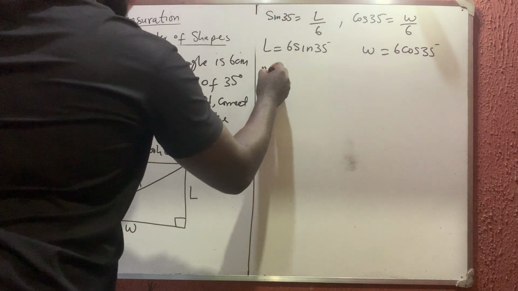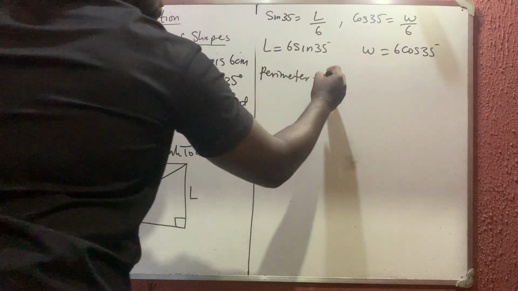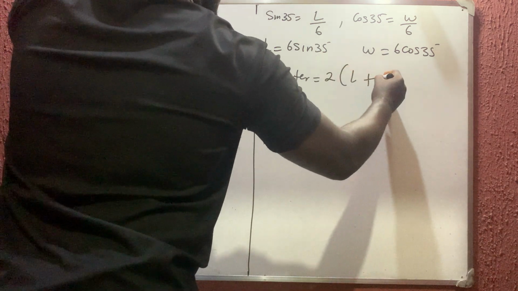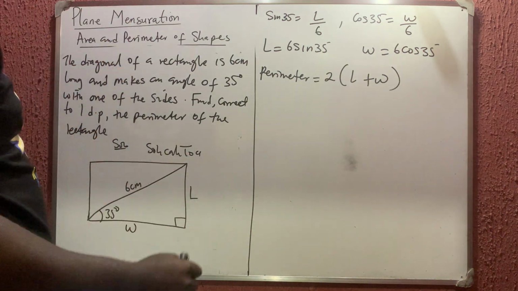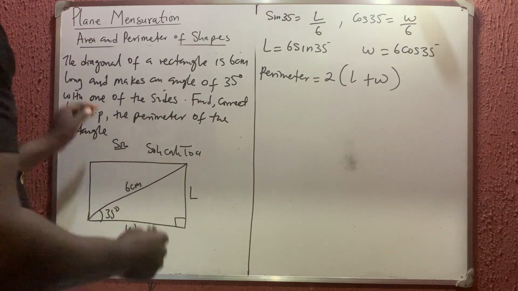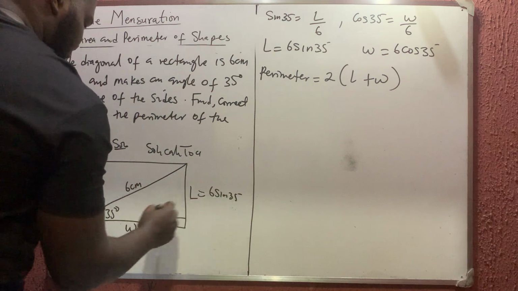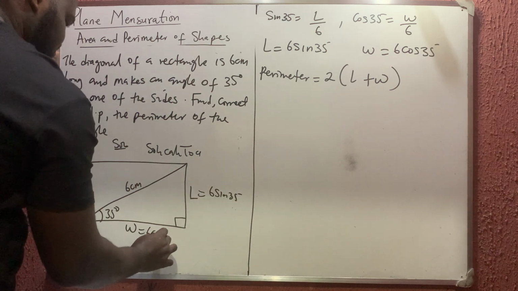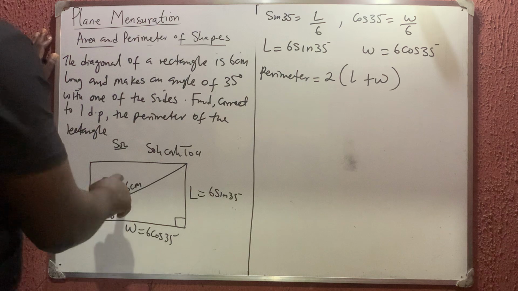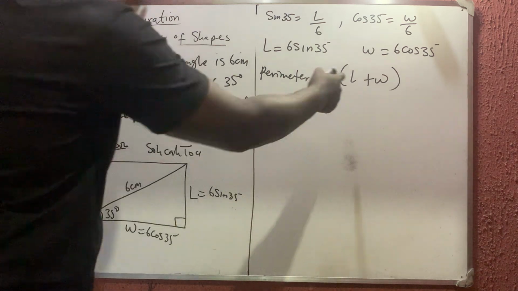We know that perimeter is simply 2 in bracket of L plus W, if you know the formula. But if you don't want to use the formula, just add up all the sides. Since we have gotten here as 6 sine 35 and here as 6 cos 35, you know that here should be equal to here and here should be equal to here. So add it up or use the formula.